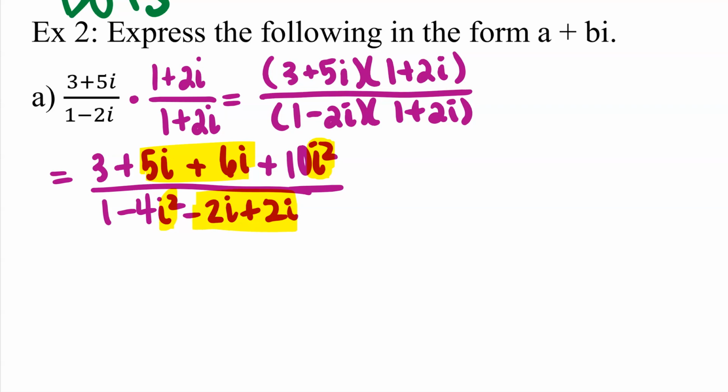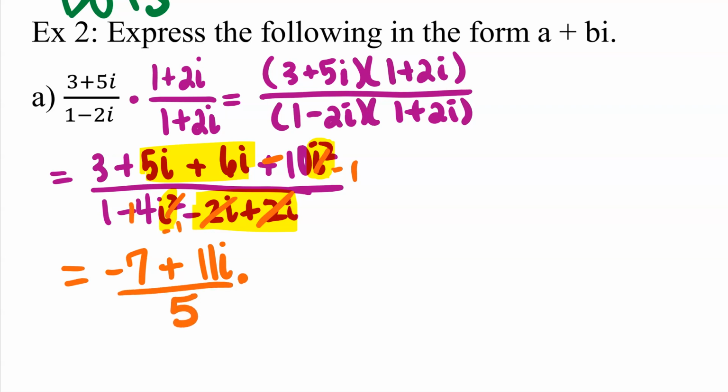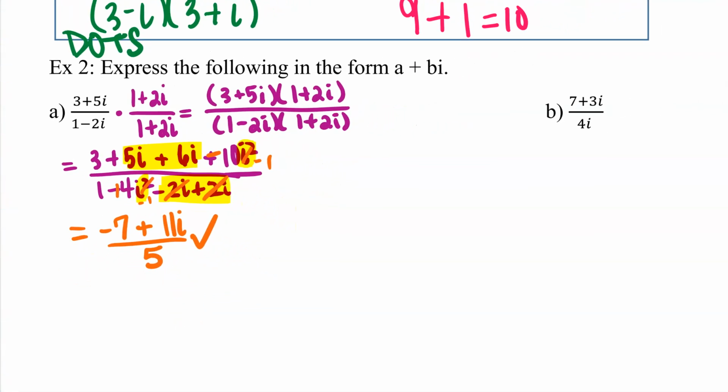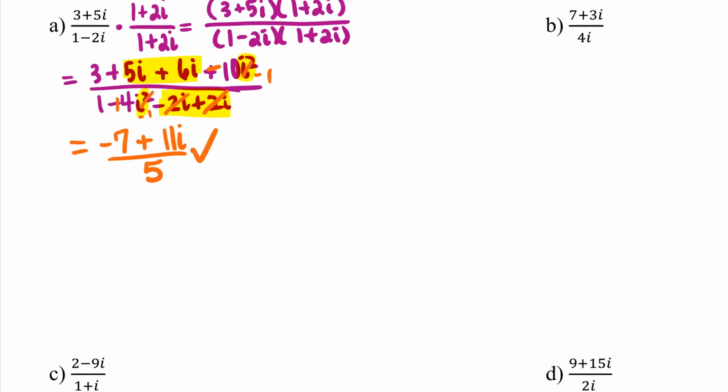So for the top, my 5i and 6i, that's 11i. And then I have an i squared that changes to -1, which means that this 10 is negative. So really I have a -7. 3 minus 10 is -7. And then the bottom, the two i's cancel. This i squared is -1, so it becomes a +4. So this is over 5. So we did our jobs, we are done, and that is that. Okay, so that's how you use your conjugate.